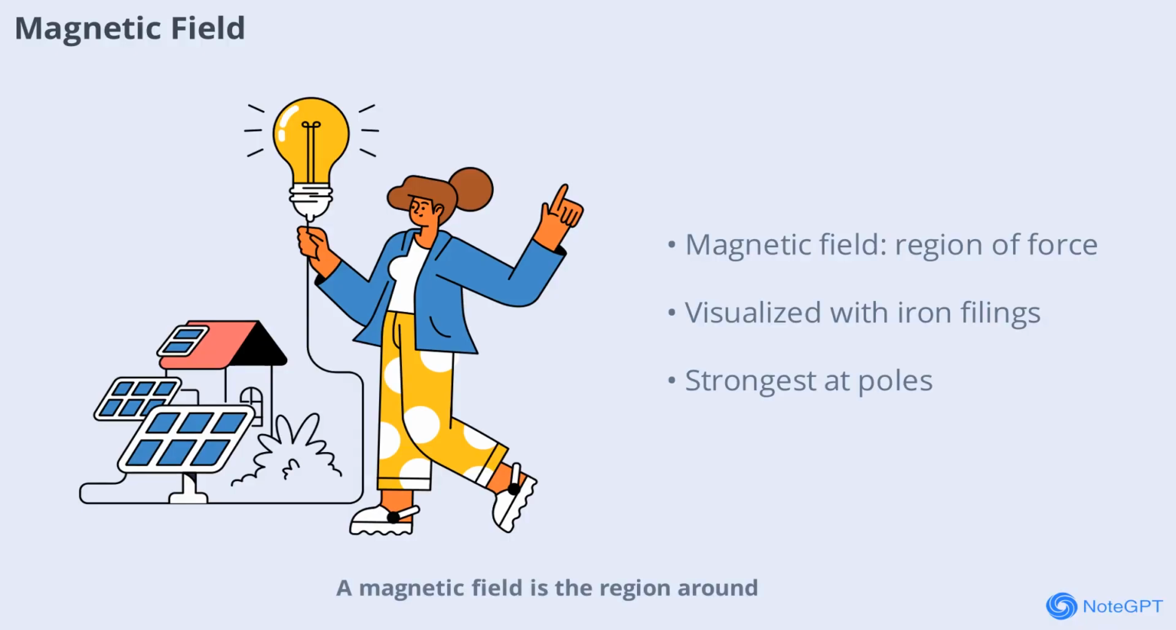Magnetic field is the region around a magnet where magnetic forces can be felt. It's invisible but can be visualized using iron filings, which align along the field lines. The strength of the magnetic field is strongest near the poles. Magnetic fields are not just limited to magnets. Electric currents also produce magnetic fields, which is a key concept in electromagnetism.